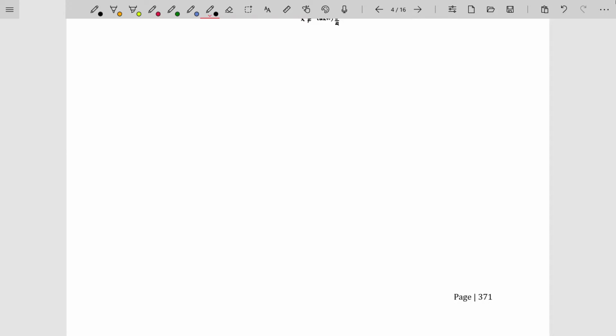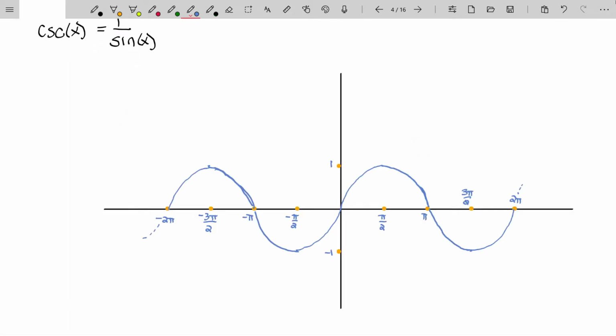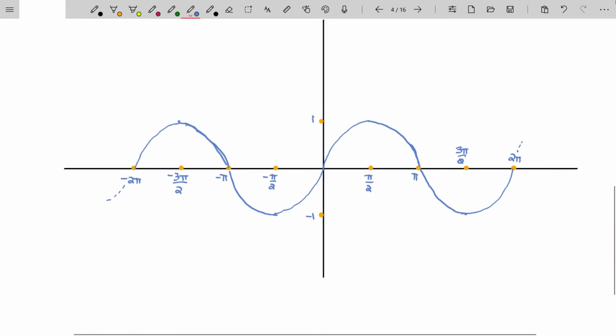Now that we've done the secant, the cosecant will be kind of quick. The cosecant of x, well, we know that's 1 over the sine of x. So again, let's just graph the sine of x. There's our sine function, and you could see that sine will become 0 at any integer multiple of pi. So for example, 0 times pi, that's where the sine is 0. So everywhere the sine crosses the x-axis, I'm going to draw a vertical asymptote.